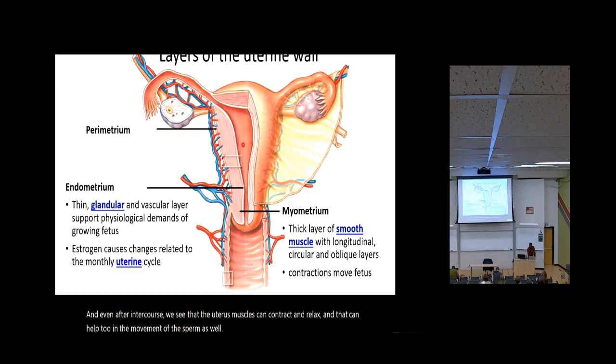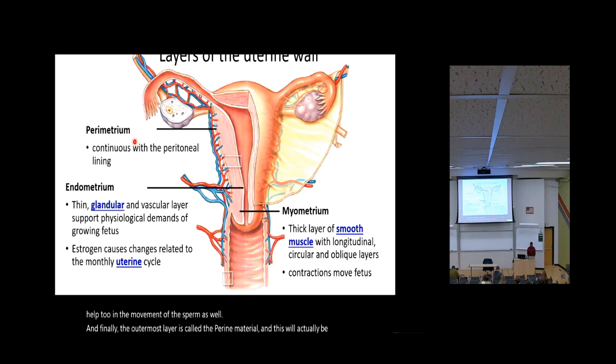And finally, the outermost layer is called the perimetrium, and this will actually be continuous with the peritoneal lining. So I briefly talked about the peritoneum when we talked about the urinary system and how the kidneys are held behind the peritoneum, and they are said to be retroperitoneal, whereas the perimetrium is going to be continuous with the peritoneal lining. Yes?